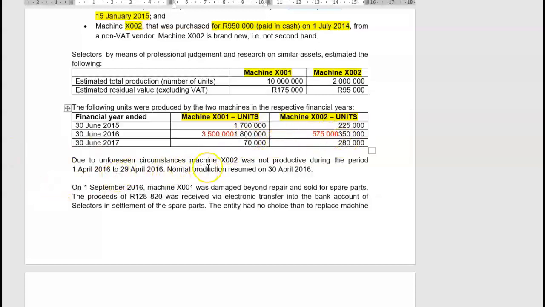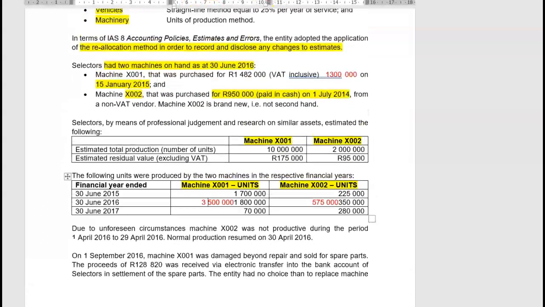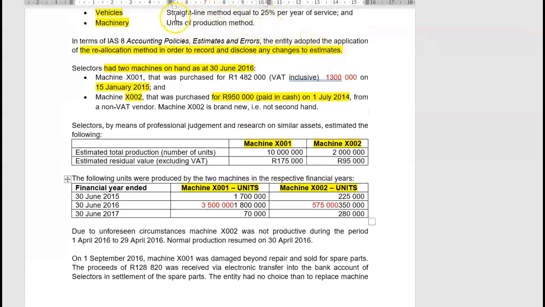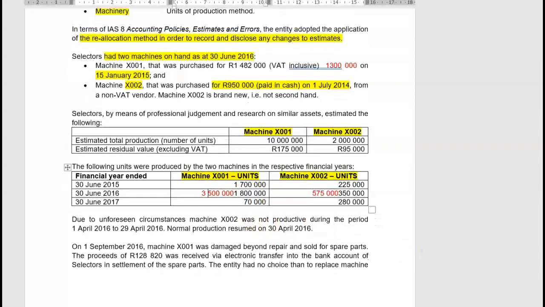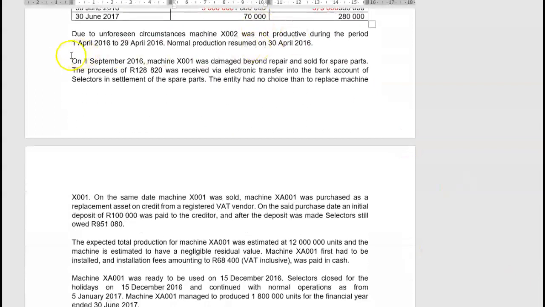Due to unforeseen circumstances, machine X002 was not productive during the period 1 April 2016 to 29 April 2016. Normal production resumed on 30 April 2016. Now we use the production unit method for machines. And because we use the production unit method, it's all about the actual amount of units produced that is going to determine our depreciation charge. So it doesn't matter what period of time this machine was idle, that will automatically be reflected in the number of units that we've produced. So we're not going to do anything with that bit of information there.